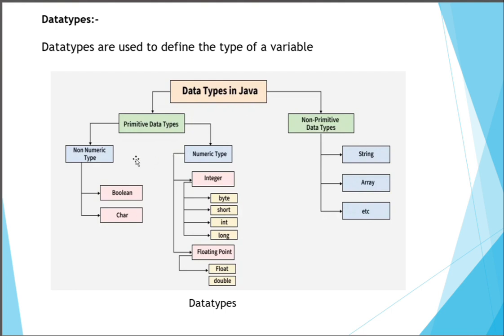Again, non-numeric type is divided into two types, Boolean type and char type. Next, numeric type is again divided into two types, integer type and floating type. The integer type contains four types, byte, short, int and long. Floating contains float and double data types. Non-primitive data types contain string, array, class, tree, graphs, etc.